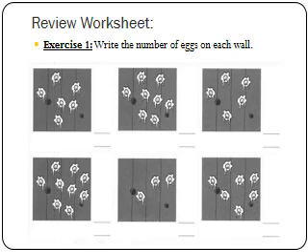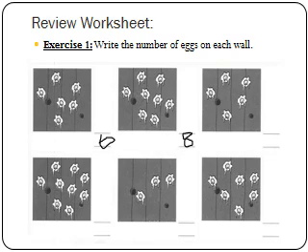Exercise 1. Write the number of eggs on each wall. Let's count the first one. 1, 2, 3, 4, 5, 6. Let's write number 6. Let's move to the second one. Let's count the number of eggs. 1, 2, 3, 4, 5, 6, 7, 8. Let's write together number 8.